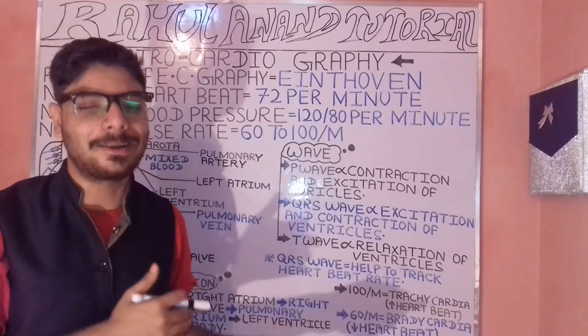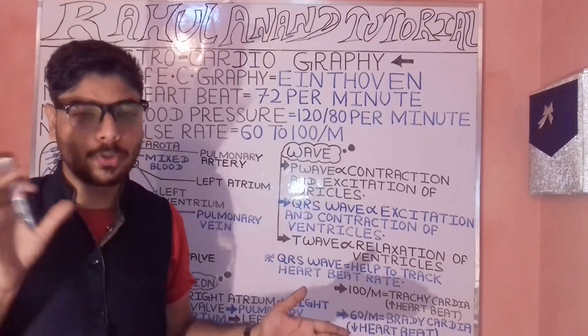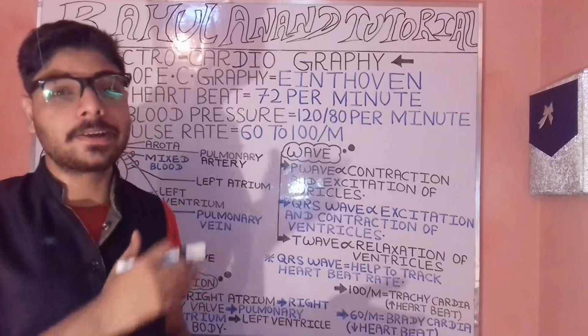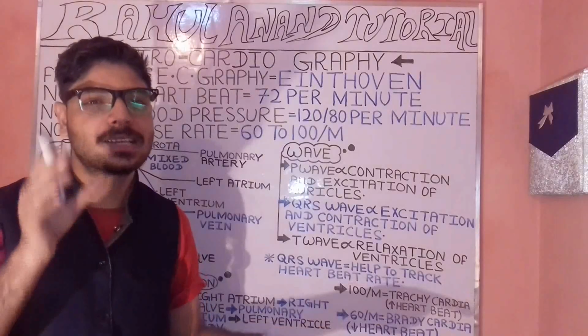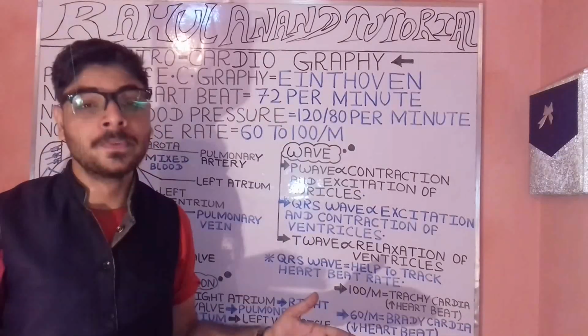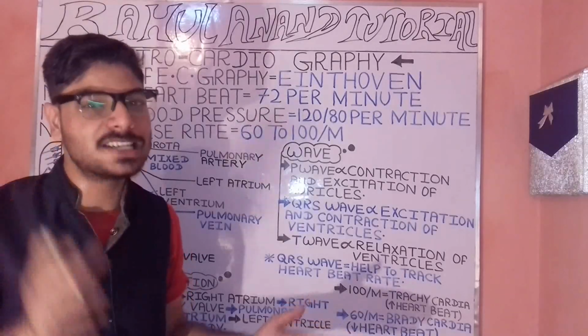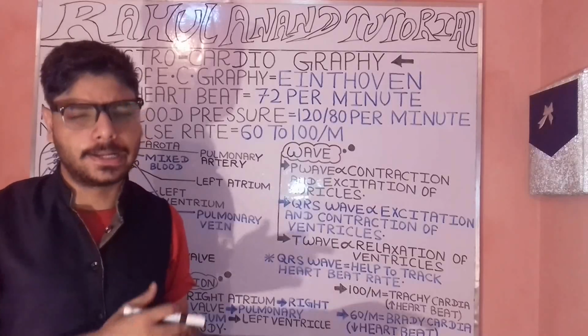When we are talking about the case of bradycardia, bradycardia means the heartbeat rate is particularly decreased with reference to what value? With reference to 60 per minute. When the heartbeat rate decreases below 60 per minute, it comes under the bradycardia cases.